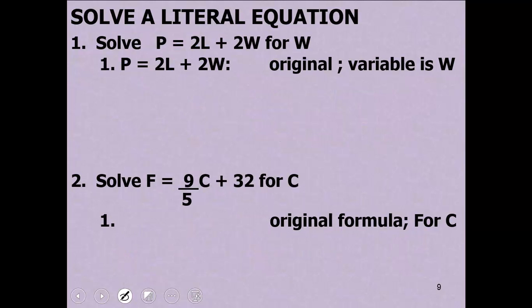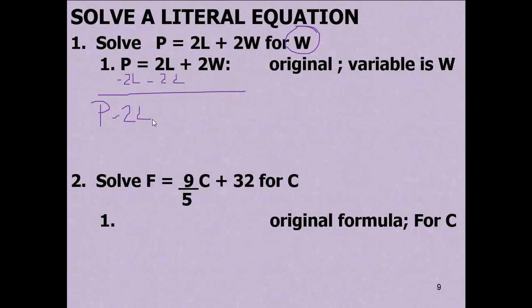Let's try and solve this literal equation. Okay? We have P equals 2L plus 2W, and we're solving it for W. Solving for W. So the first thing I want you to do is write that formula down. Okay? Now, I want to get rid of this term 2L. It's being added to 2W. So how do I undo addition? I subtract. So I'm going to subtract 2L from both sides. Subtract 2L. All right?